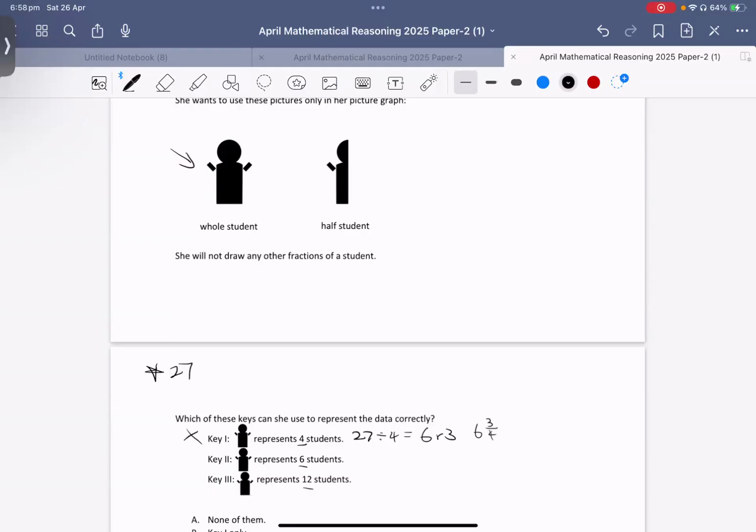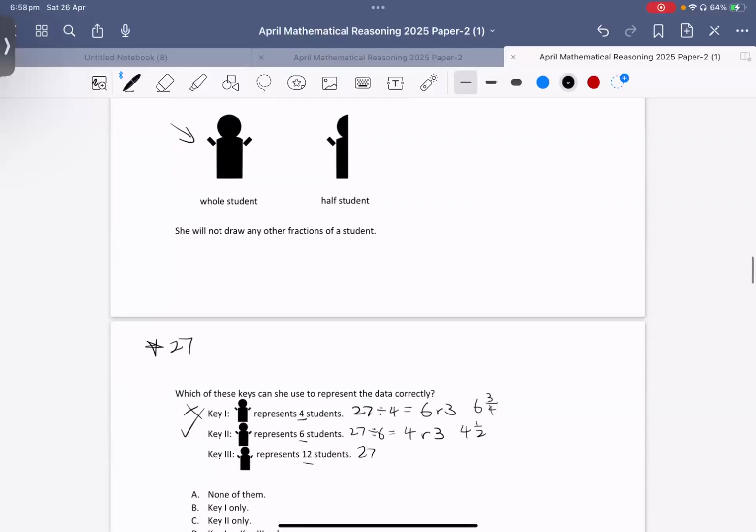And key 2 says it represents 6 students. 27 divided by 6 is what? 4, remainder 3, or 4 and a half. Can we represent half? We actually can. So this one works. And key 3 says it represents 12 students.